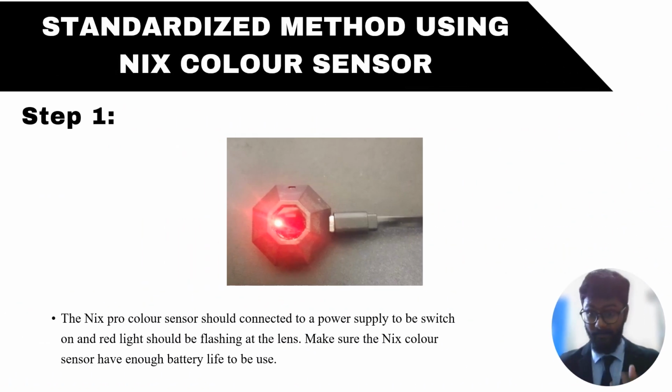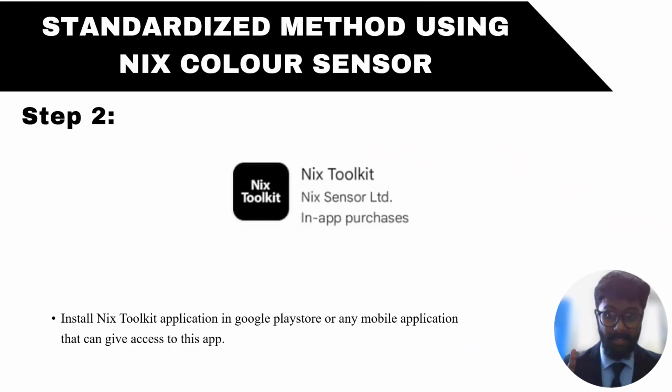Now on to the next step, where I have developed a standardized method using the NIX color sensor. For the first step, the NIX color sensor should be connected to the power supply to switch on, and the red light should be flashing on the lens below it. Make sure the NIX color sensor has enough battery to be used on site. For the second step of the standardization method, we need to install the Nix Toolkit application via Google Play Store or any other mobile application store that can be accessed to get this app.